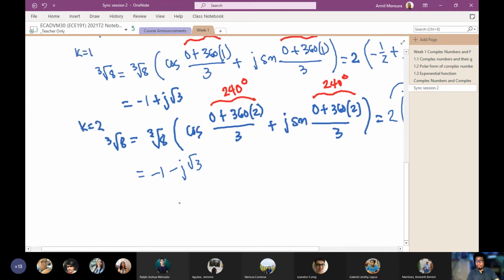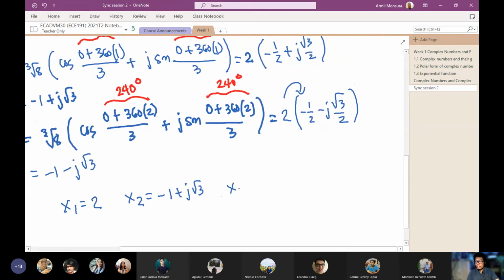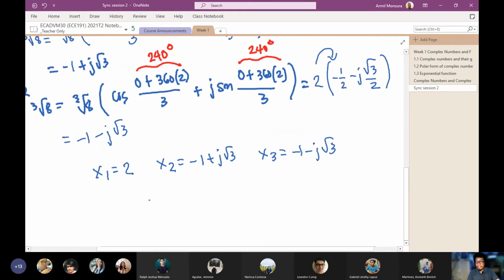So there are 3 roots now. We were able to identify 3 roots. The first root is 2. The second root is negative 1 plus j square root of 3. Okay? And then the third root is negative 1 minus j square root of 3. Okay. Madali niyong i-identify that 2 raised to 3, it would be easy to check that 2 raised to 3 is 8.